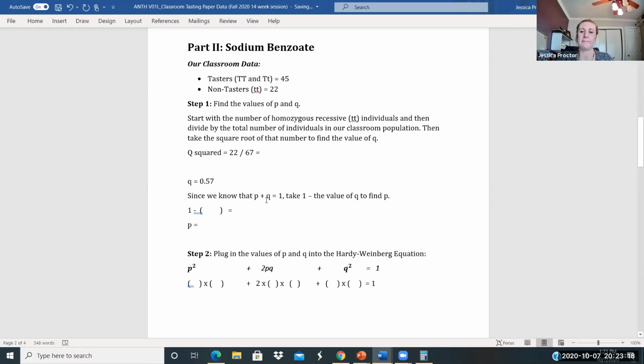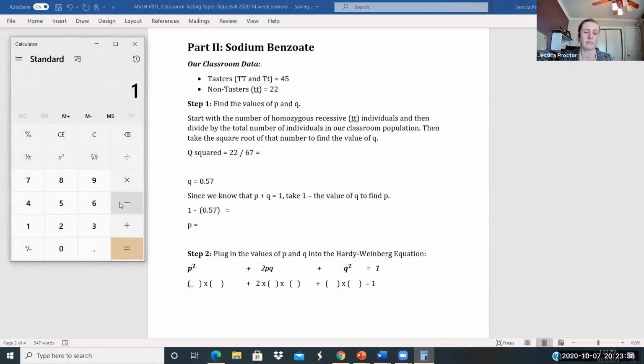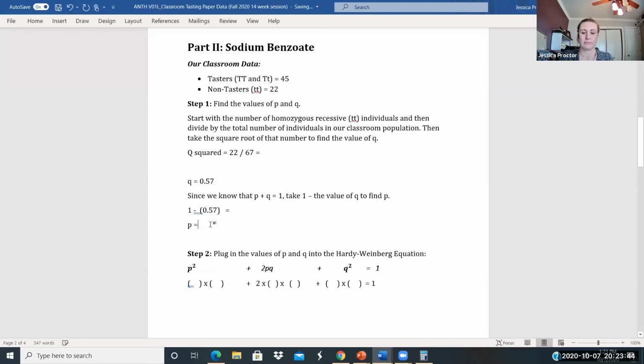All right, since we know that P plus Q has to equal 1, then we can simply invert it. We're going to take 1 minus the value of Q to find P. So here we're going to plug it in. We're taking 1 minus our value of Q, which is 0.57. We pull up our calculators. 1 minus 0.57 gives us 0.43.